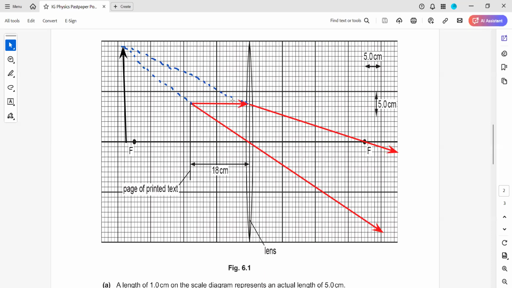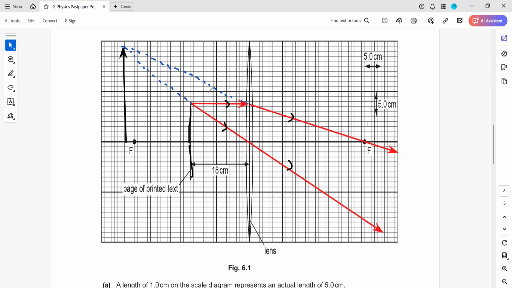So first, a parallel light ray passes through the focus, and one through the center will pass straight. These two light rays will never meet, so we produce them backward using a scale. The position where these two light rays meet will be the image. But this question is a bit different. Usually the object is either above the principal axis or below it, but for this object, part of it is above the principal axis and part is below.